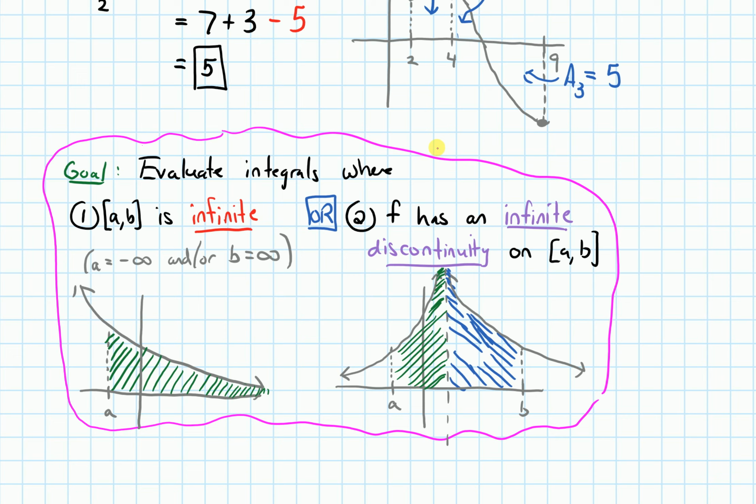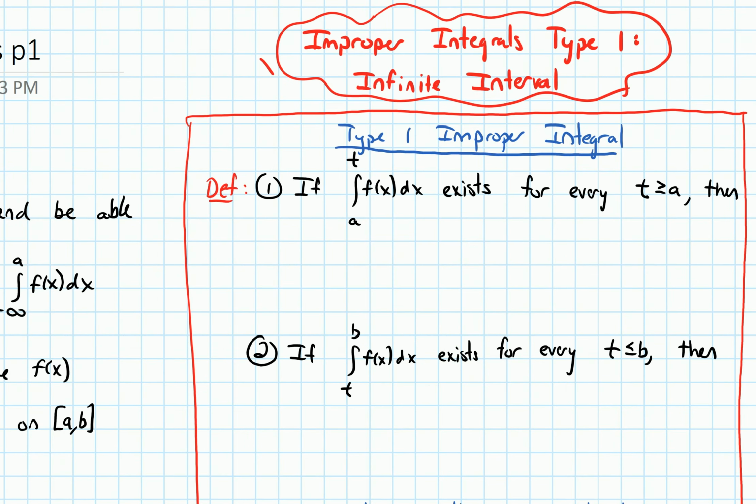These two types of scenarios are called improper integrals. So when you have an integral in which one of these two things happens, it's called an improper integral. We're going to look at the first category, when our interval is infinite, in this video. All right, so I'm scrolling back to where we started.